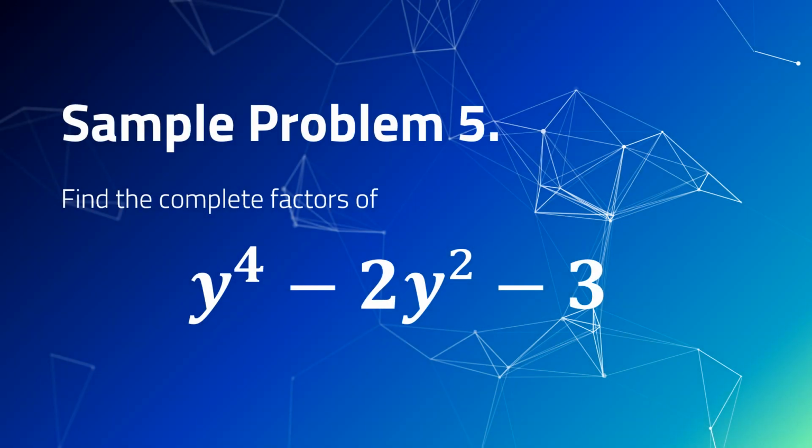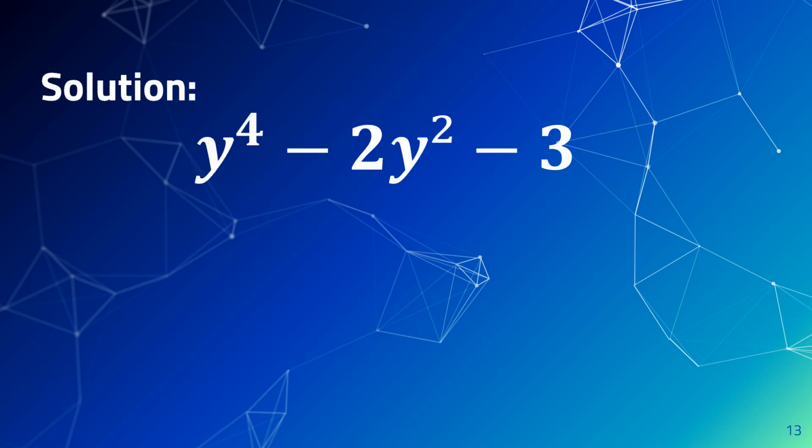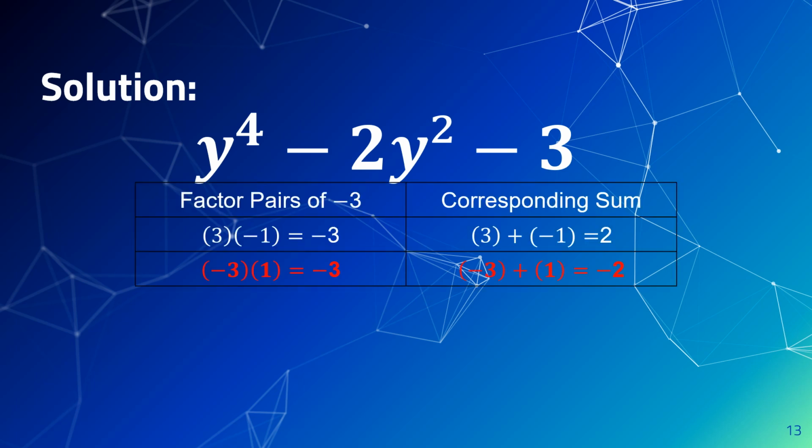Okay, our sample problem number 5. Find the complete factors of y raised to 4 minus 2y squared minus 3. So we have here the given y raised to 4 minus 2y squared minus 3. Again, you're going to get the factor pairs of negative 3 and the corresponding sum. So this is the same as finding two numbers that will give you a product of negative 3, but if you add, will give you a sum of negative 2.